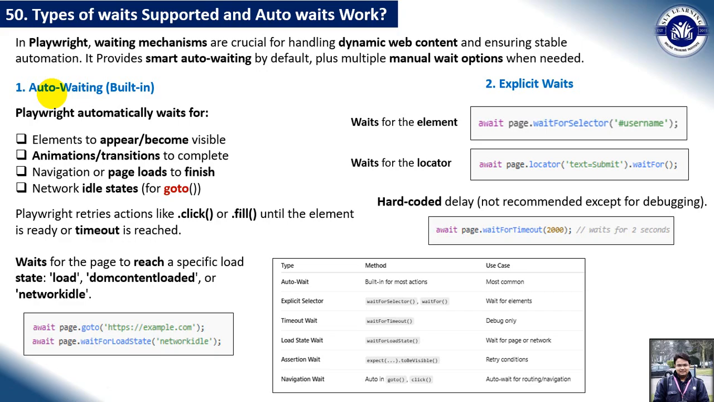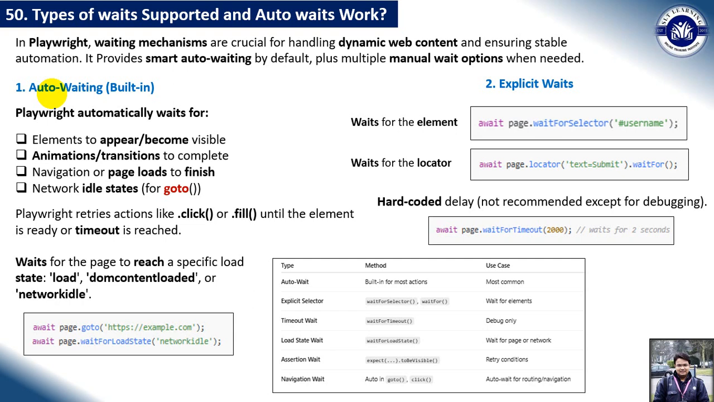If you're working with an element, it will automatically wait for the element to appear and be visible. If any animation is going on the screen, it will wait for the animation or transition to complete. When navigating to any page or URL, it will again wait, and it will wait to see if the network is in an idle state, and then perform the goto operation. For those actions, you do not need to provide an implicit wait like we do in Selenium. It will automatically perform the auto-wait and then perform the next actions.